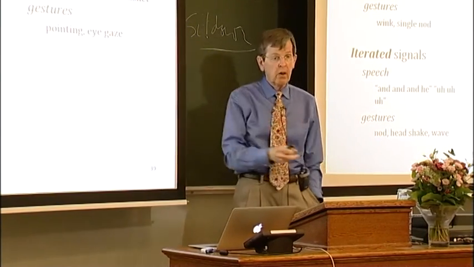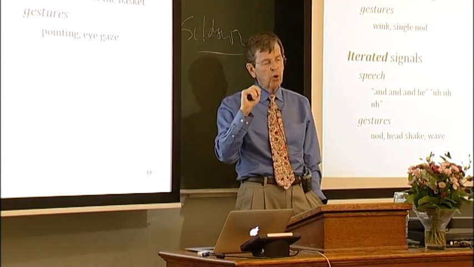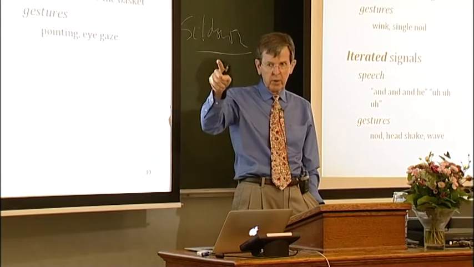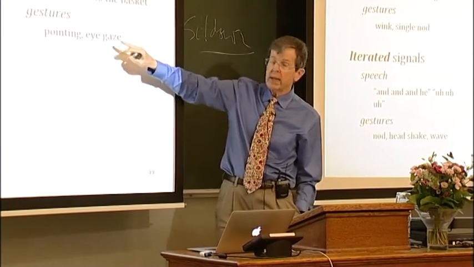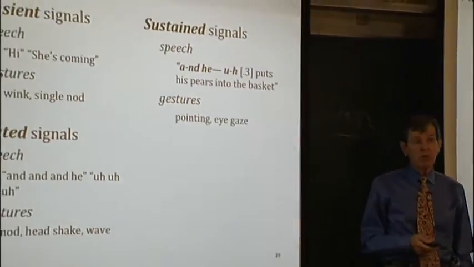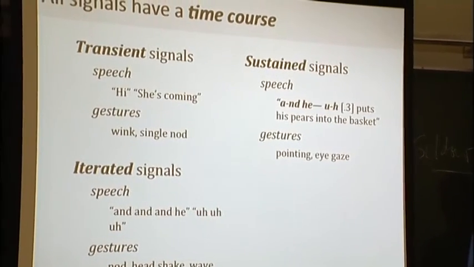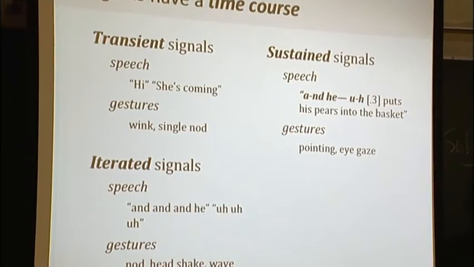Sustained signals are ones where, in gestures, they're called holds. So I point and I hold, and it just sits there. With pointing and eye gaze, you can do it very easily. With speech, it's hard because there are not many things that you can hold very long. So I say now, and I got about 2 seconds worth there, and it's hard to do otherwise.